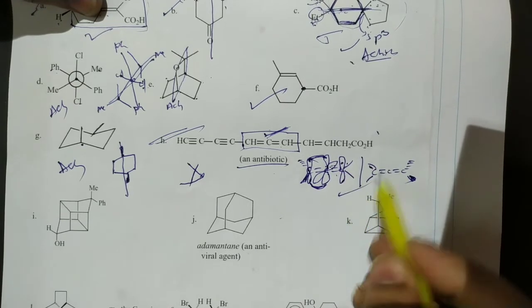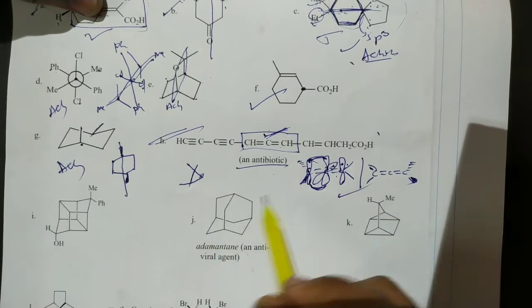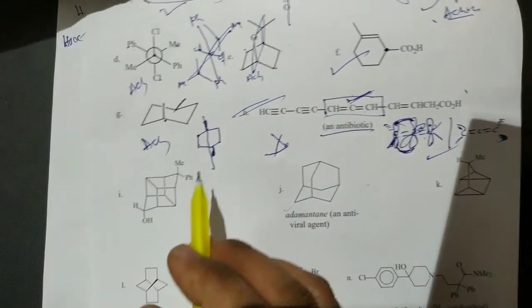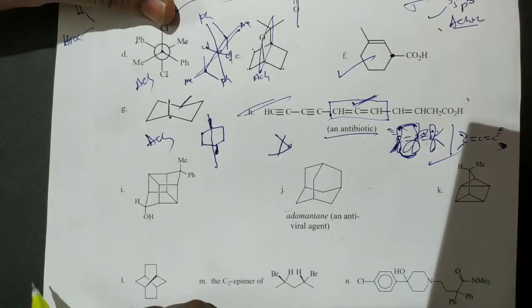In the bond rotation it becomes non-planar. Okay, these two are perpendicular. That's why it needs a bond rotation. Okay, that's it. Next, coming to this one, it is a polycyclic compound, but it is an optically inactive molecule.